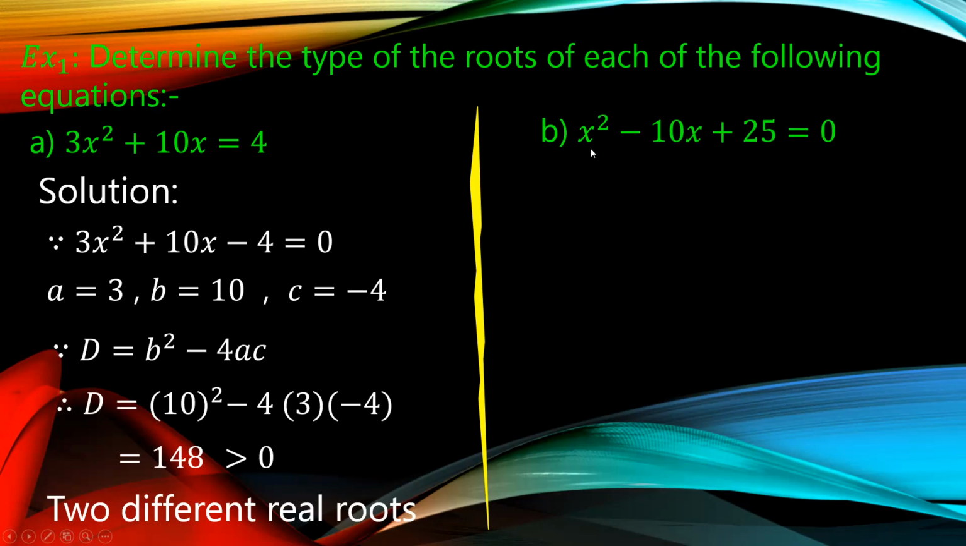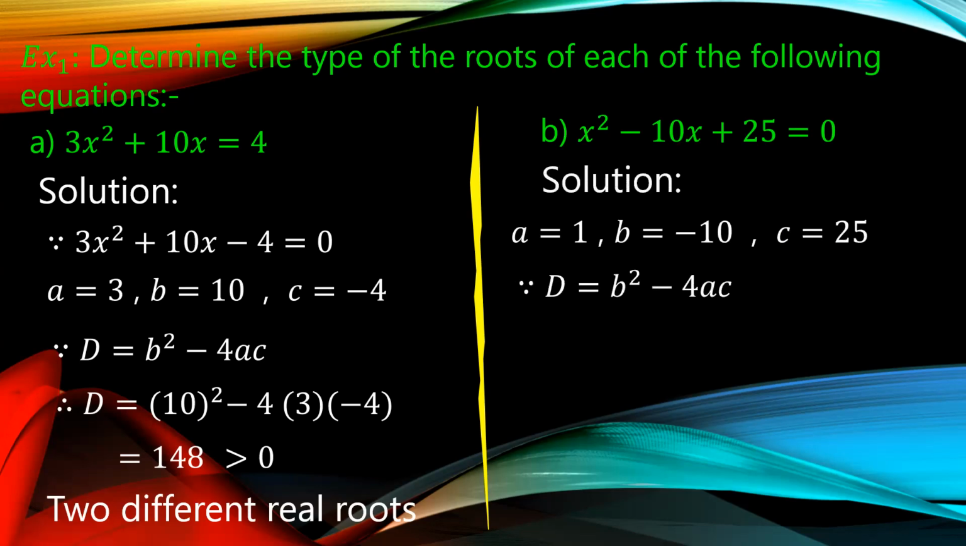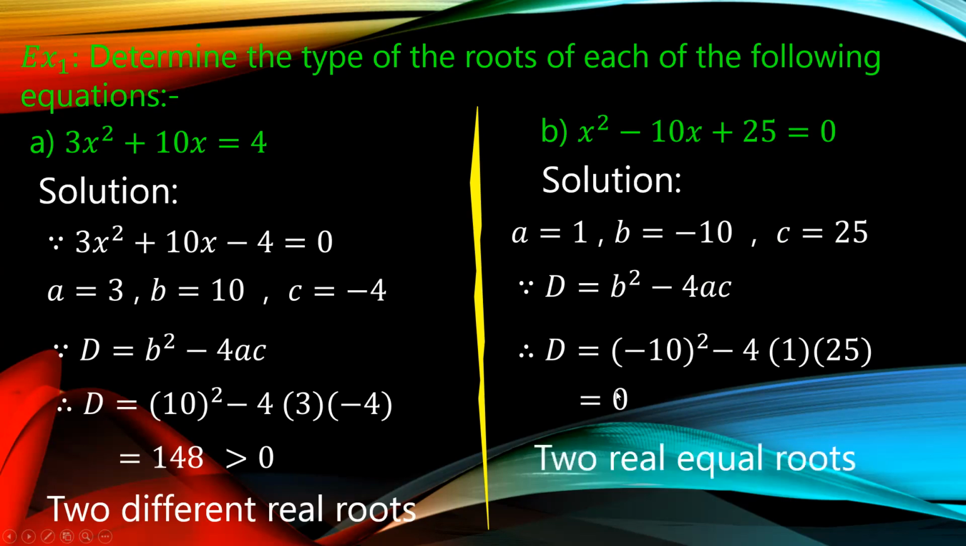Another one: x power 2 minus 10x plus 25 equals 0. This quadratic is in the standard form, a equals 1, b equals negative 10, c equals 25. The discriminant b power 2 minus 4ac, by substitution, equals negative 10 all power 2 minus 4 times 1 times 25, which equals 0. Then the discriminant equals 0, so I will get two real and equal roots, or one real root.